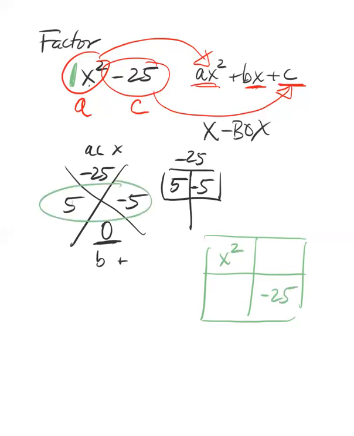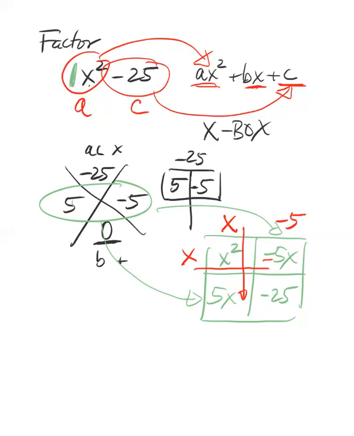Now, these 5s will go into our other two squares, 5x and minus 5x. Okay, so I want to factor up first. What can I factor out? I can factor out an x. So what times x gets us x squared? Another x. What times x is going to get me this negative 5x? That's going to be a negative 5. What times x is going to get me positive 5x? And that's going to be a positive 5. So I'm done factoring. x minus 5, x plus 5.